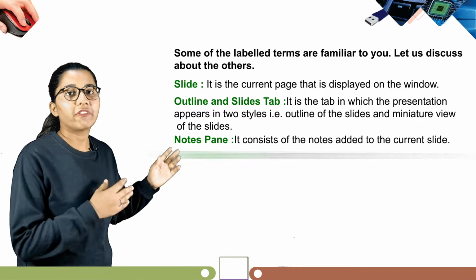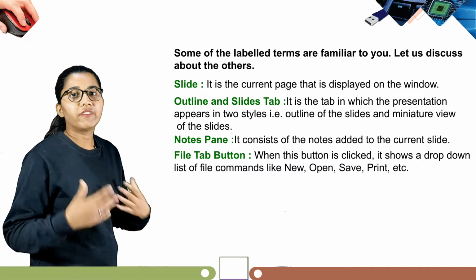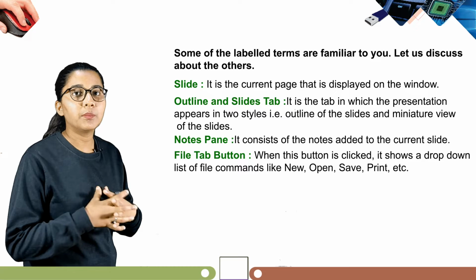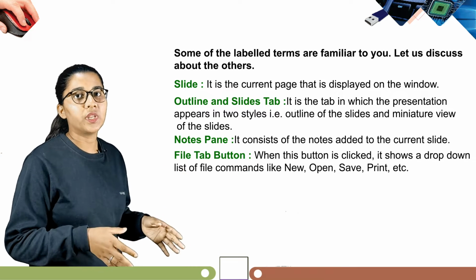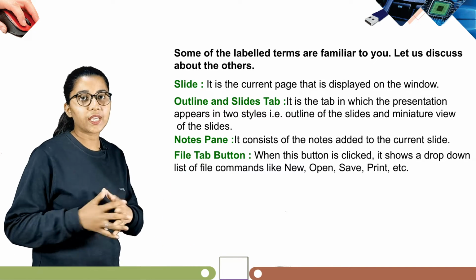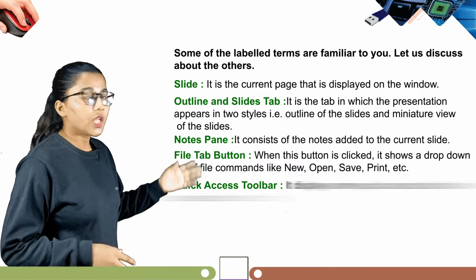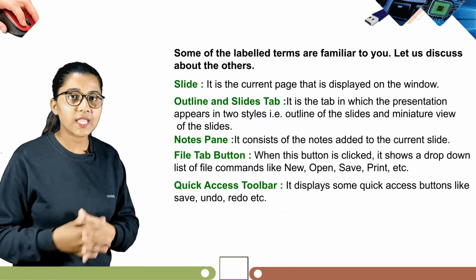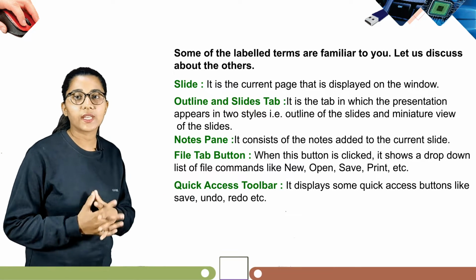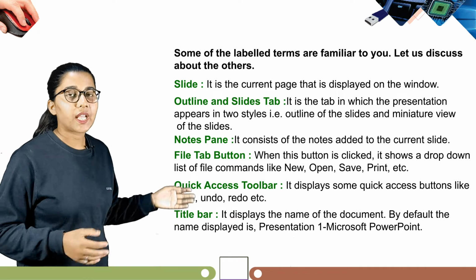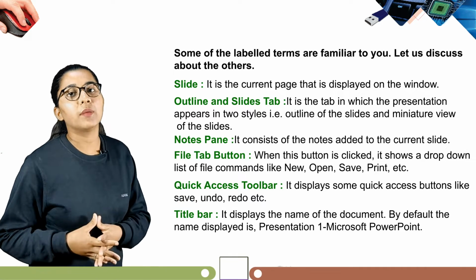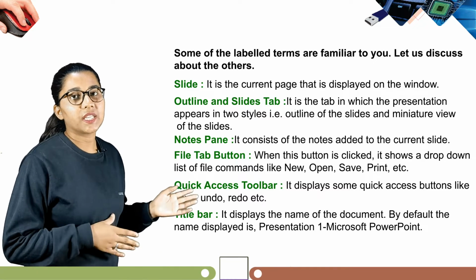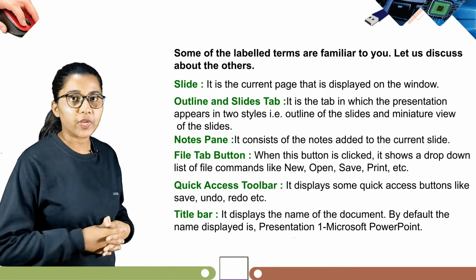Next we have file tab button. When this button is clicked, it shows a drop down list of file commands like new, open, save, print and etc. Now we have quick access toolbar. It displays some quick access buttons like save, undo, redo and etc. Next we have title bar. It displays the name of the document. By default, the name displayed is Presentation1 - Microsoft PowerPoint.